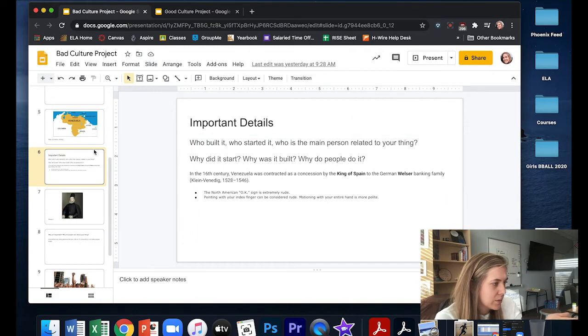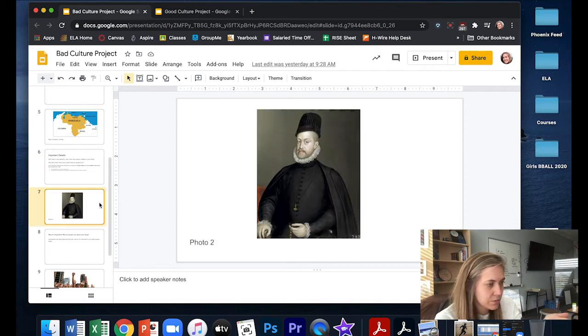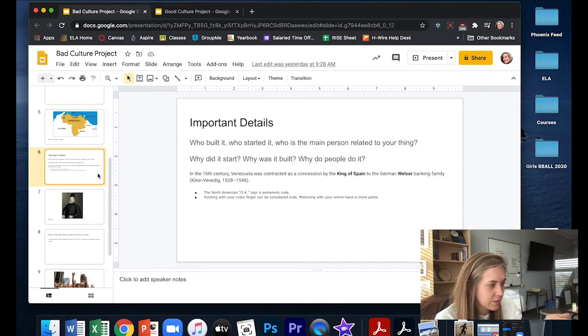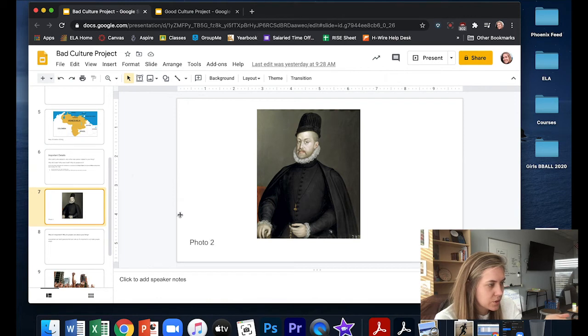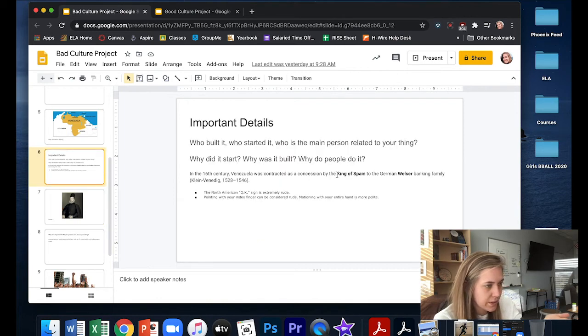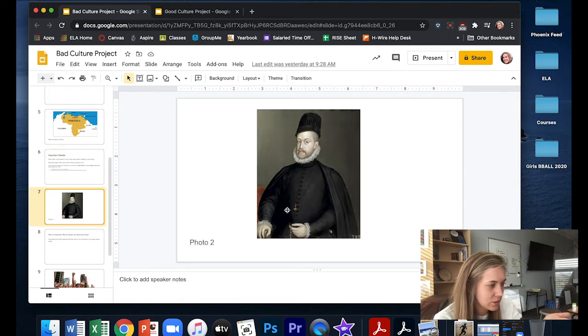In my bad example, on my important detail slide, remember I talked about King of Spain. My next slide has a painting of an old-fashioned white guy, but there's no caption, so we actually don't know if it's the King of Spain or the German Welser banking family. We don't actually know who this guy is, so it's not a very helpful photo, right?